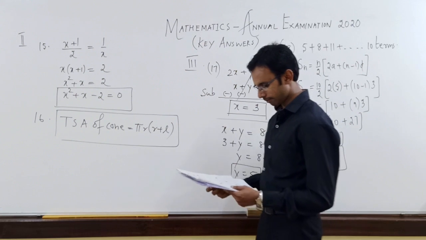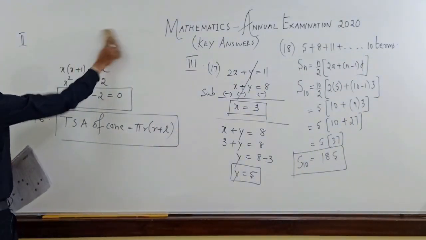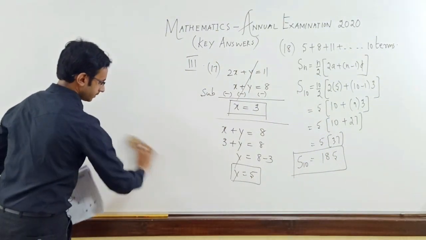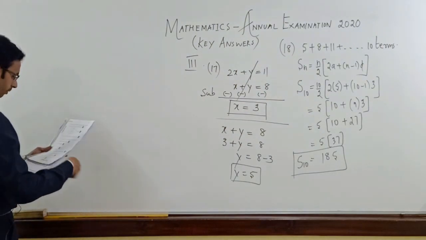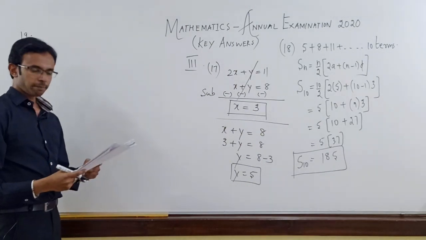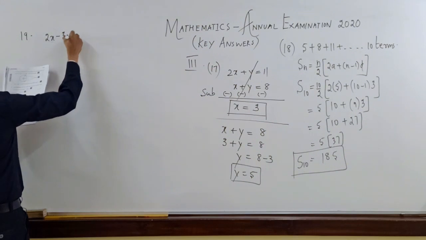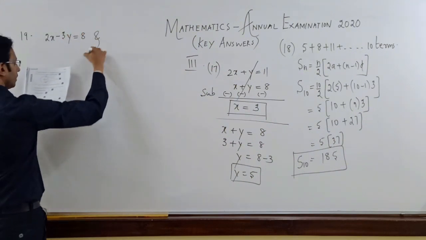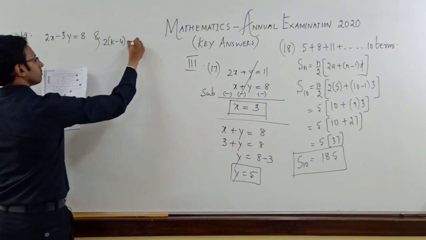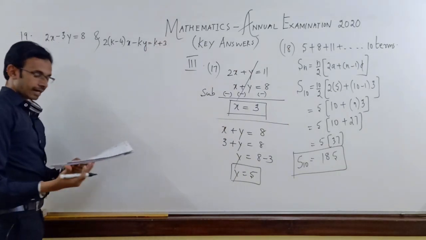Let's move on to problem number 19. It's from pair of linear equations. Again, to obtain these 2 marks, it's very simple. Problem number 19 is: find the value of k if the pair of linear equations 2x minus 3y is equal to 8, and the other equation 2 times (k minus 4) into x minus ky is equal to k plus 3, are inconsistent.